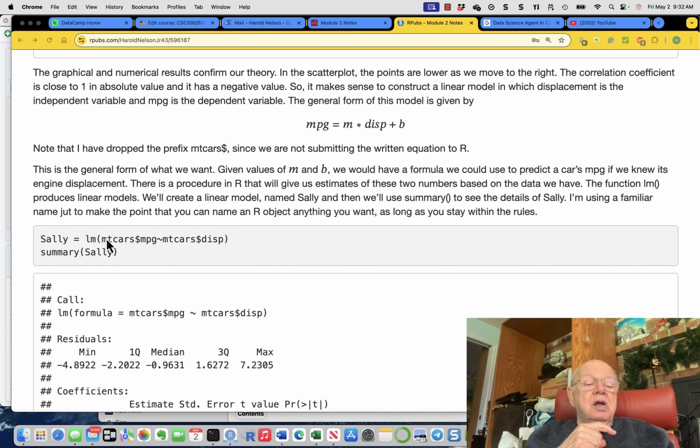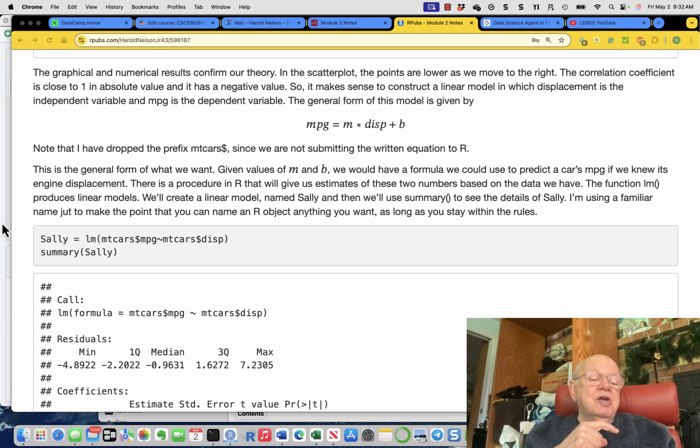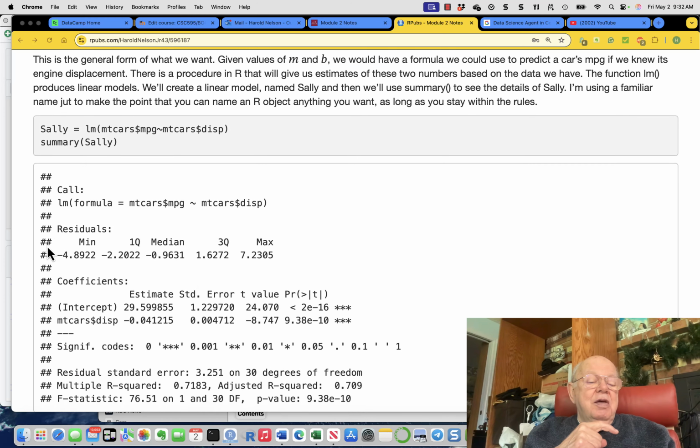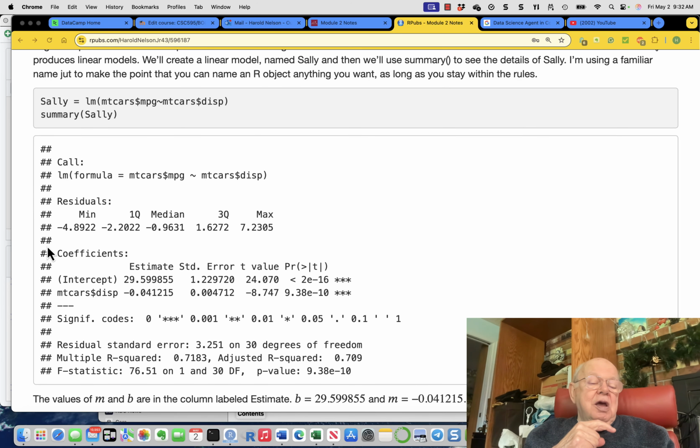It's lm(mtcars$mpg ~ mtcars$disp). This is the explanatory, this is the response. So it's always response tilde explanatory. And I name my object something. I named this object Sally, and I did a summary of Sally, and get a whole bunch of gobbledygook out here.